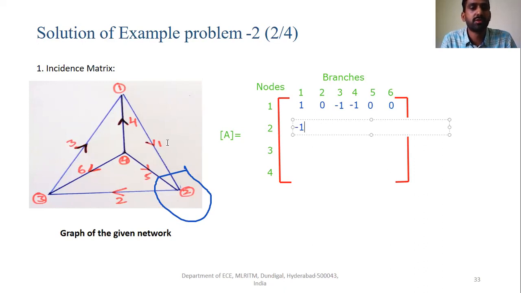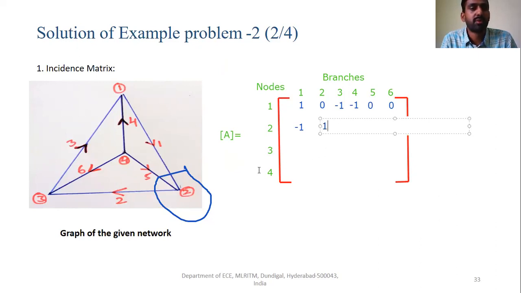So what about node number 2? Branch number 2 is also incident to node number 2. But here the orientation of branch number 2 is leaving the node. So the current with respect to branch 2 is leaving node 2. If it is leaving, the element is going to be plus 1.